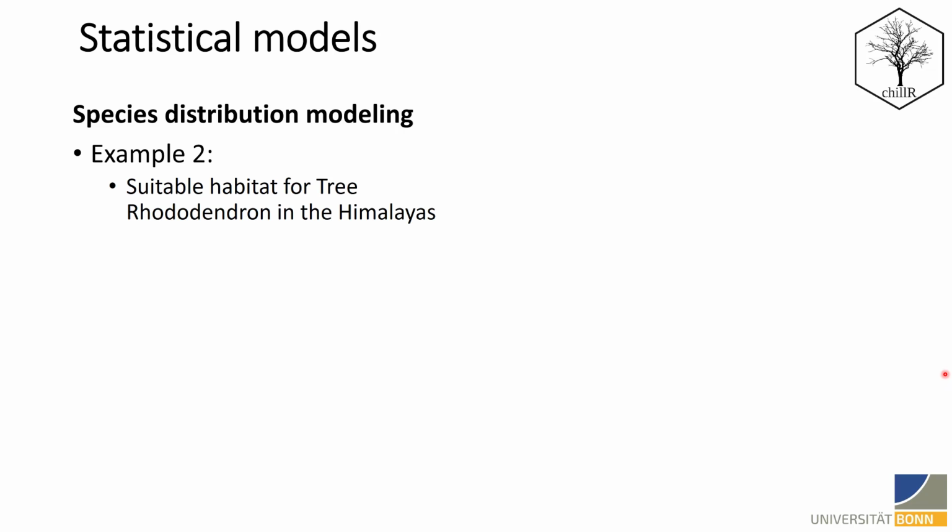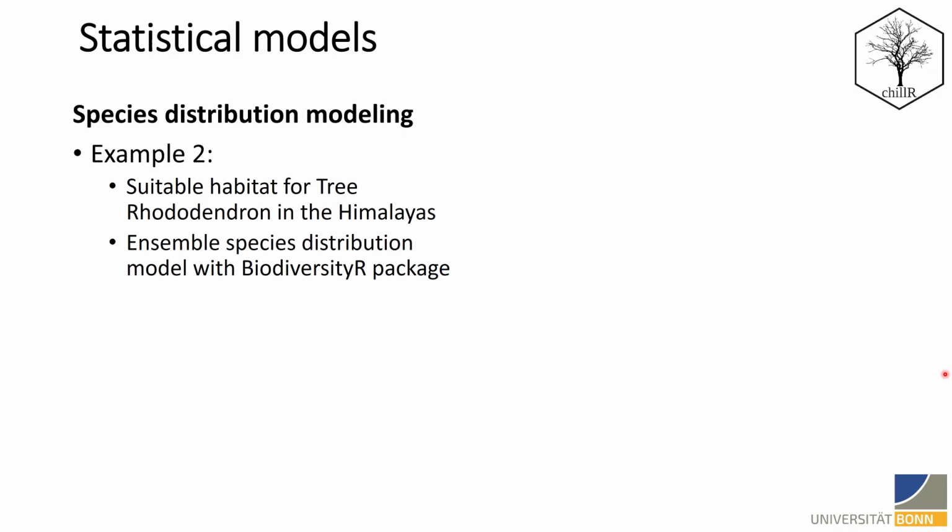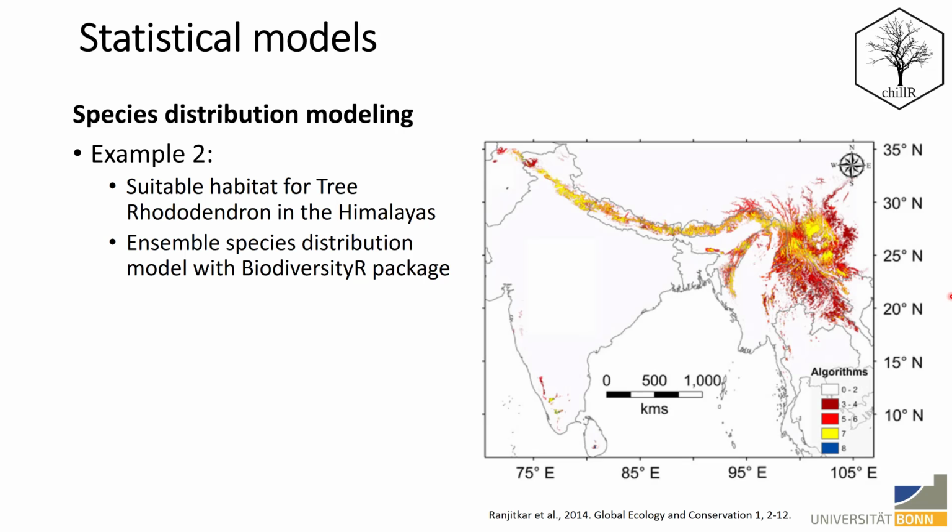Second example, a bit more sophisticated. This was a study led by Sailesh Ranjitkar at ICRAF's China office. He mapped the suitable habitat for tree rhododendron, a natural species in the Himalayas. In this case, we used an ensemble species distribution model with the biodiversity R package that I just mentioned. And what's shown here is the suitability map that comes out of this for the Himalayan region.